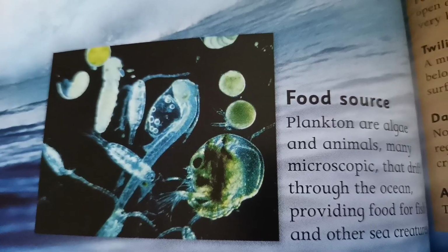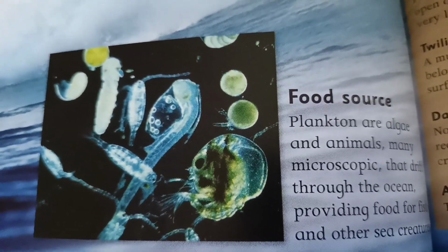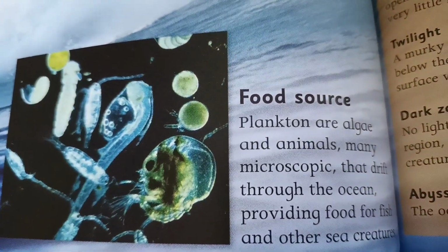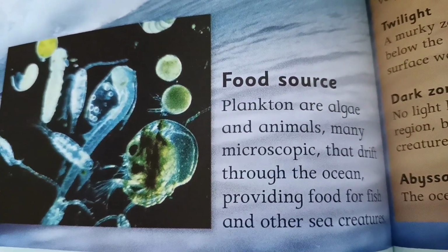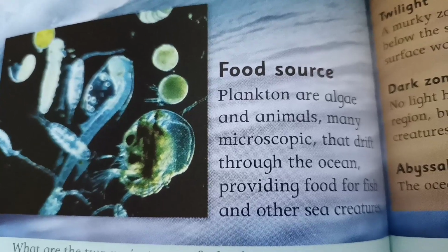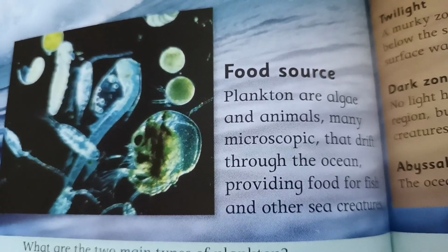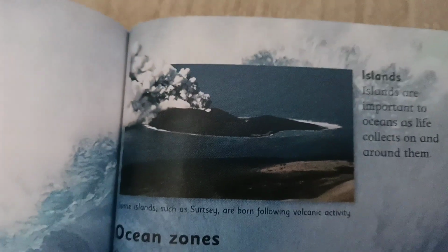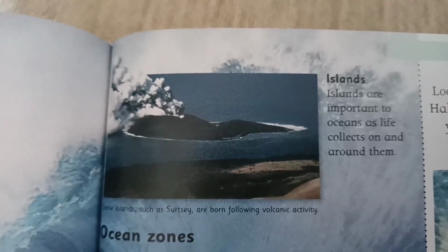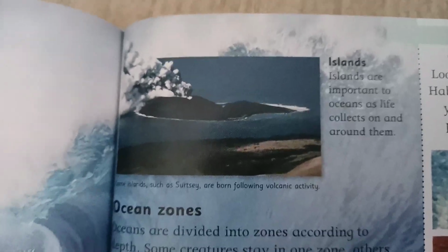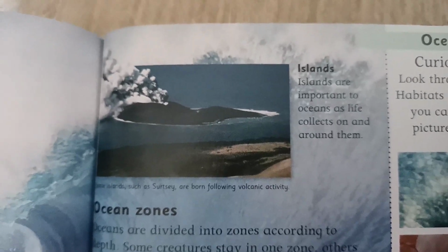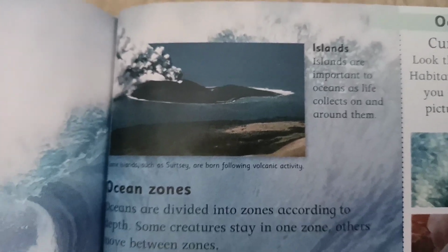Food source. Now let's start from the smallest organisms, planktons. Planktons are algae and animals, many microscopic, that drift through the ocean, providing food for fish and other sea creatures. So this is a mobile food in the ocean. What are islands? Now, when we talk about ocean, we listen or read this word islands a lot. Islands are important to ocean as life collects on and around them.